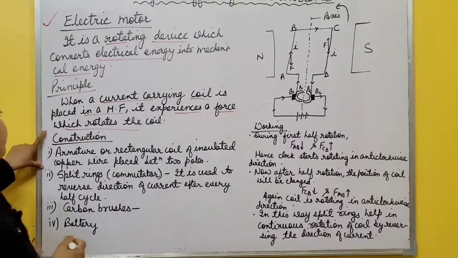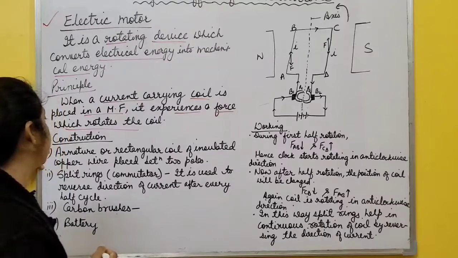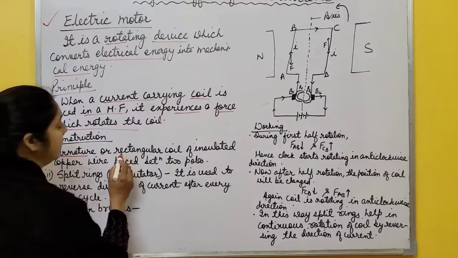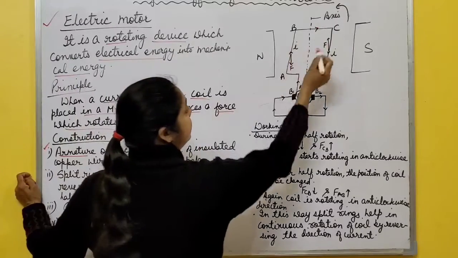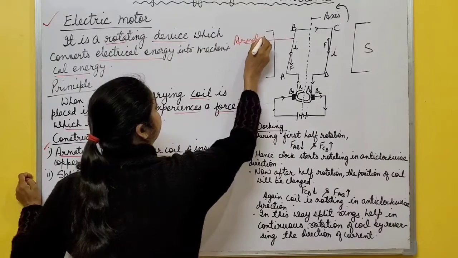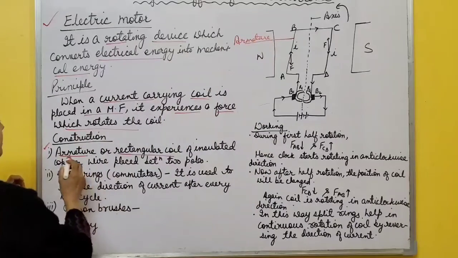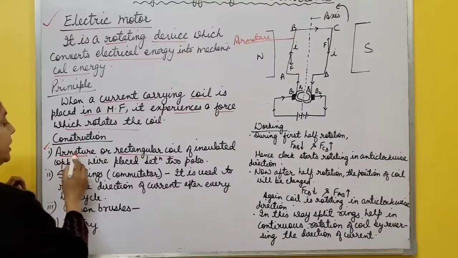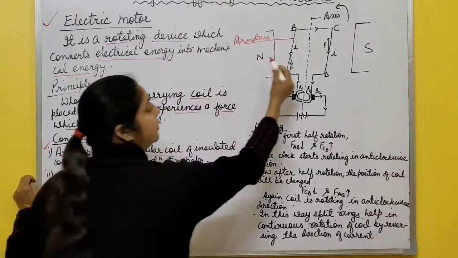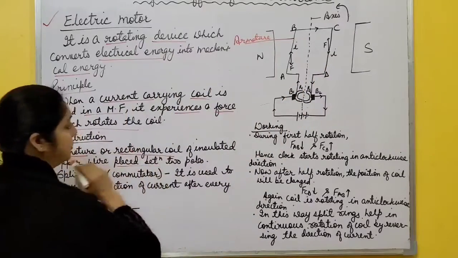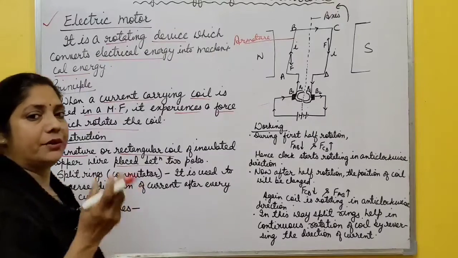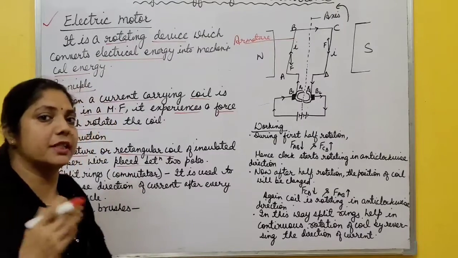Now, there are different components of this electric motor. So, construction: first one is armature. Armature or rectangular coil. This ABCD is an armature or rectangular coil. So, the first important component is armature, a rectangular coil of insulated copper wire, and it is placed between two poles, north and south poles. Second is a split ring, and it is also called commutator. Commutator is a device which is used to reverse the direction of current.